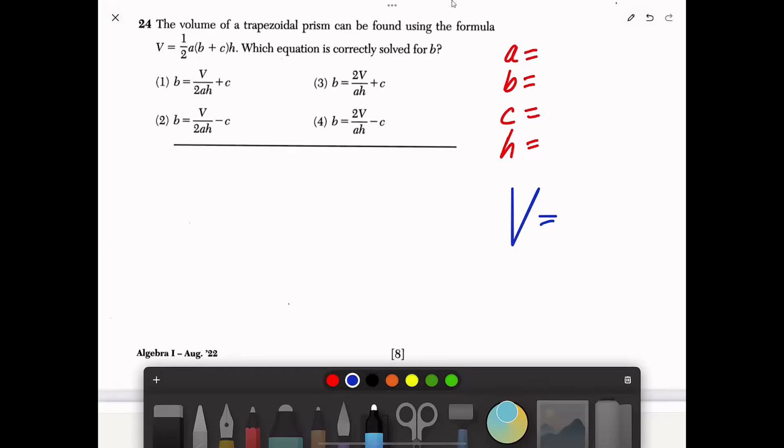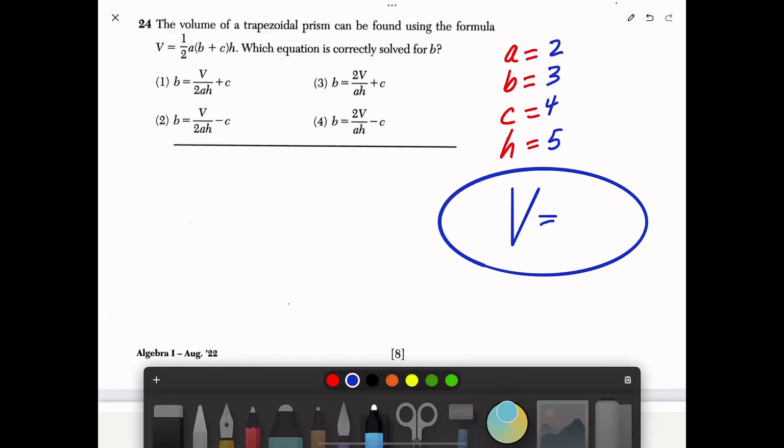So it says we got a formula that calculates the volume of a trapezoidal prism. It's V equals 1/2 A times (B plus C) times H. And then they say they want you to solve it for the letter B. So basically they want you to get B by itself. Now, what I'm going to do is use the calculator to help me. I'm going to put in 2 for A, 3 for B, 4 for C, and 5 for H. And then I'm going to calculate V. And then I'm just going to type in these answer choices until I find the one that's true, and that's going to be my answer.